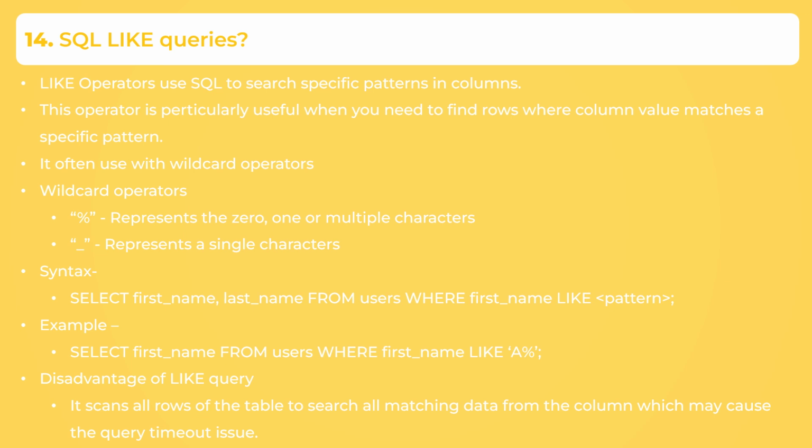There are two wildcard operators, percent and underscore. Percent represents zero, one or multiple characters. Underscore represents a single character. Take a look at the syntax. SELECT first_name, last_name FROM users WHERE first_name LIKE pattern. Example: SELECT first_name FROM users WHERE first_name LIKE 'A%', a quote, capital A with the percentage symbol.